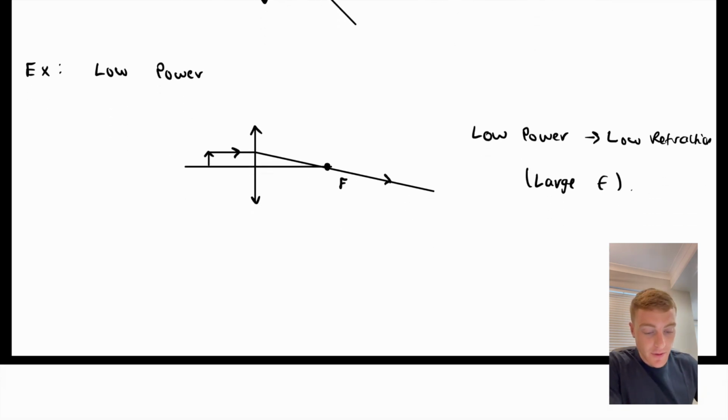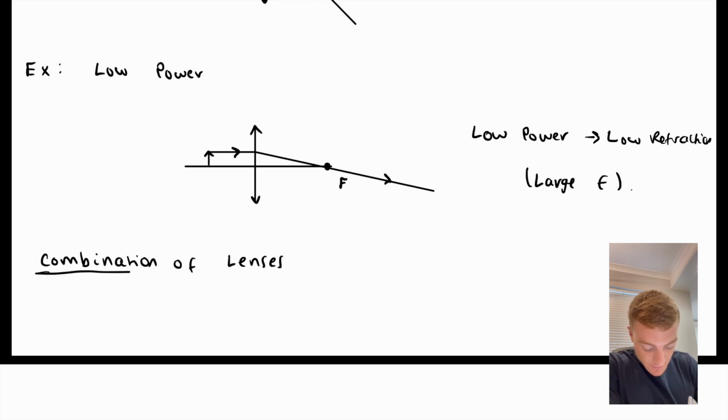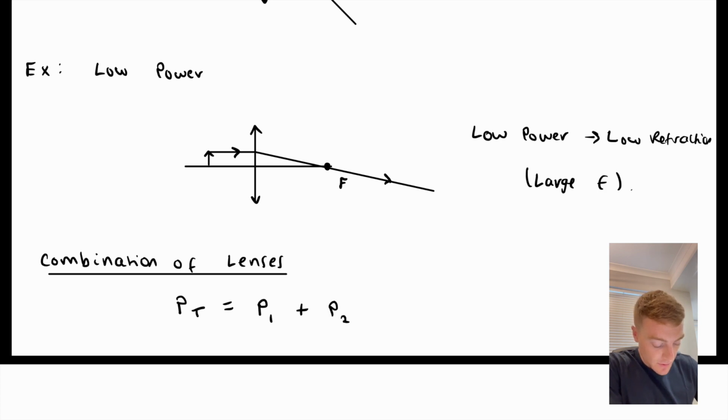Okay, now the final thing you need to know for power is that for a combination of lenses, we have a different formula. So the total power of a system of multiple lenses is equal to the power of lens 1 plus the power of lens 2 plus the power of a third lens plus any more lenses.